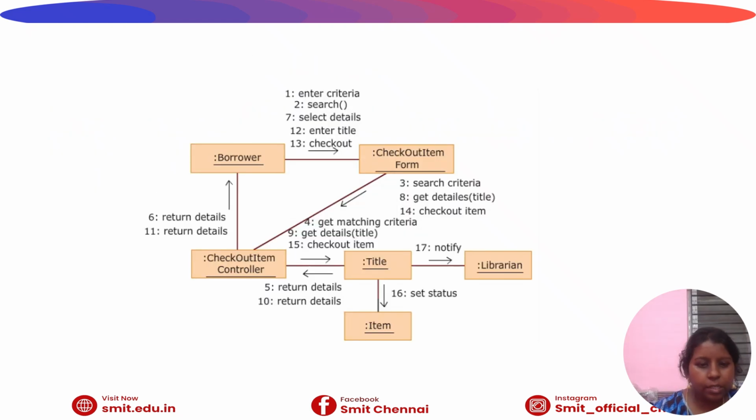We have discussed this in the sequence diagram. As I said earlier, if we draw the sequence diagram, we can generate the collaboration diagram. The same has been given here: borrower, checkout items, checkout item controller, item, librarian, and title. I have provided the explanation there. It is the same. Here I will check the criteria. These are passed to the system and these are then updated to the librarian.